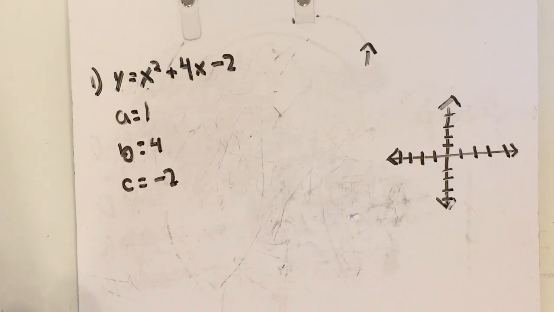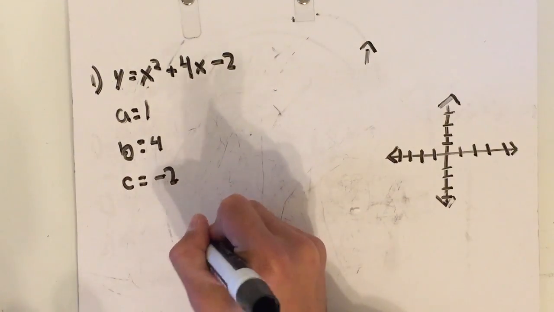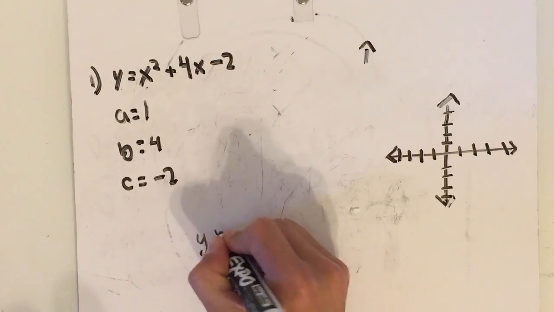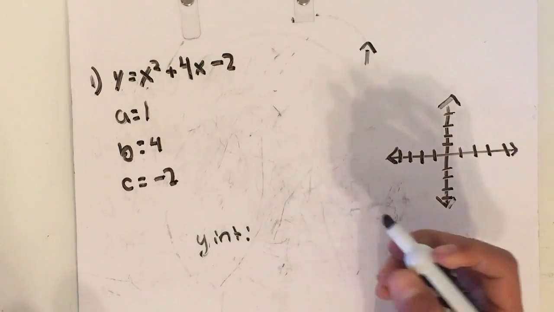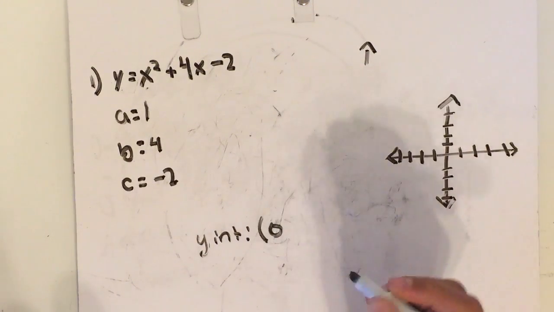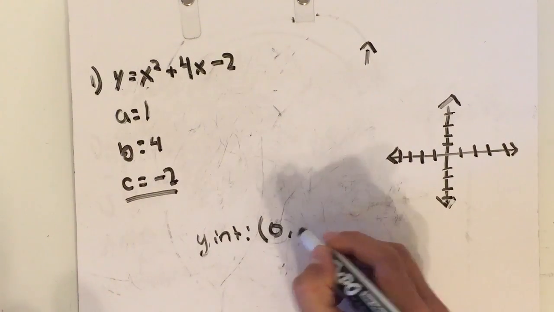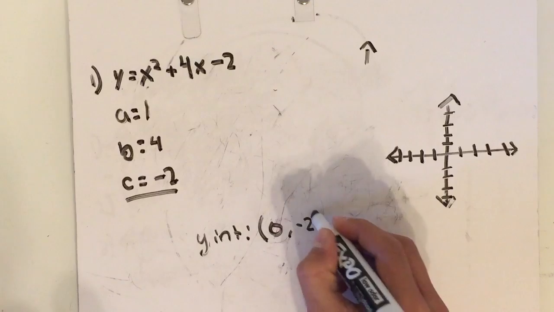Let's go ahead and start with the easy stuff first. We're going to find the y-intercept. So our y-intercept, remember, is 0, c. The y-intercept is going to be 0, and then our c, identifying it right there, is a negative 2. So it's going to be 0, negative 2.